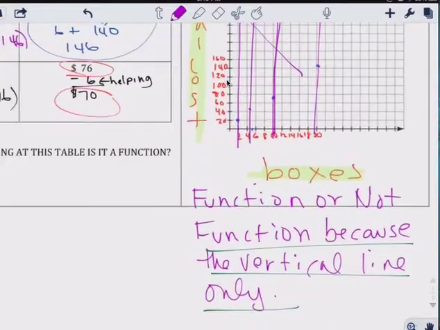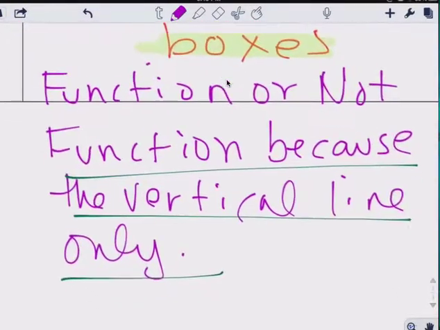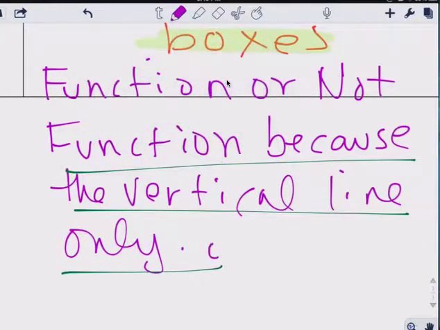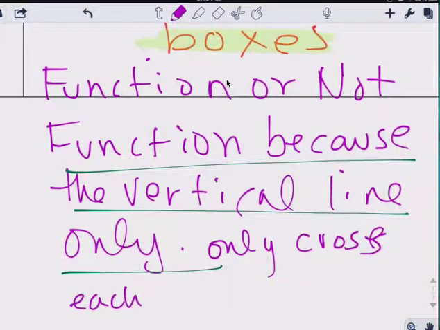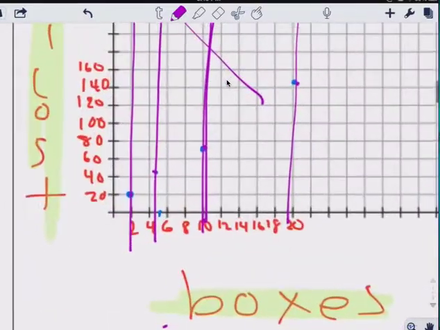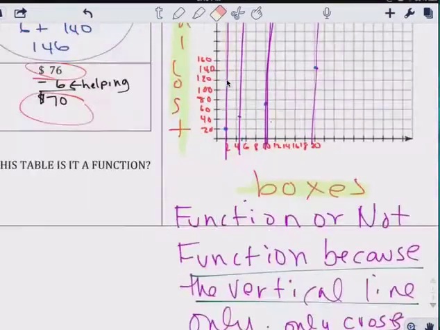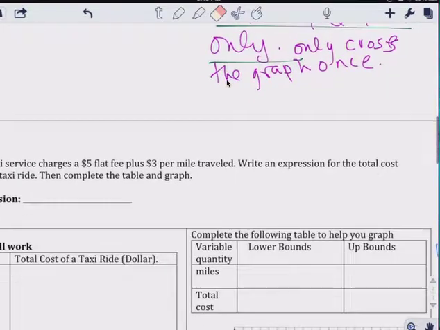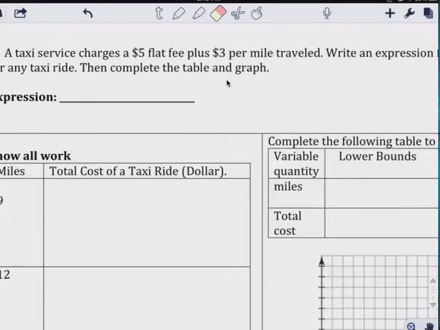Is this graph a function? It's a function because the vertical line only crosses the graph once. As you can see, if you draw a vertical line on each dot, there's only one dot per vertical line, therefore it's a function.